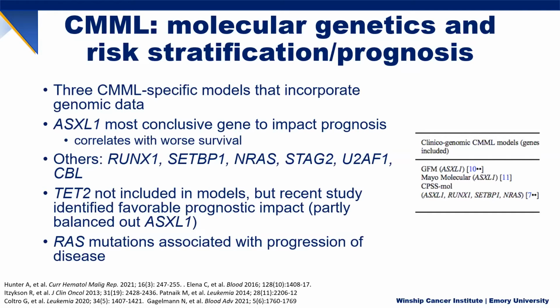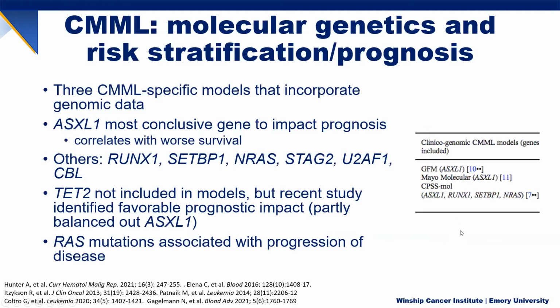And so the community has now developed three specific models of these systems to help look at prognosis in CMML patients, all of which include genetic data. I have those three listed here. The first is called the GFM model, which includes ASXL1 mutations. The Mayo molecular model also includes ASXL1, and then the CPSS molecular model includes a handful of mutations. So what you can see is that all of these do include the ASXL1 gene.